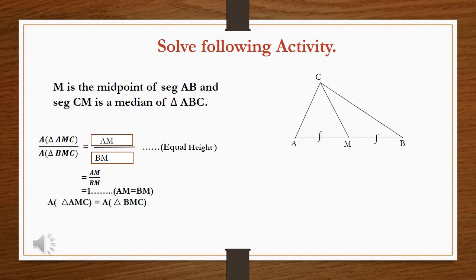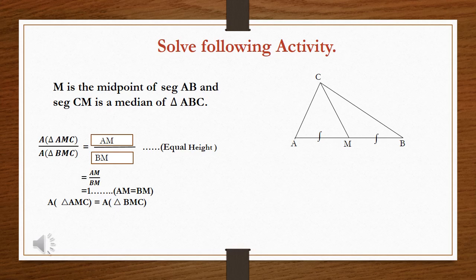Okay. Now as we know how to write the ratio of areas of the triangles, area of triangle AMC upon area of triangle BMC equals base into height. That means the base of the first triangle is AM into CM upon BM into CM.